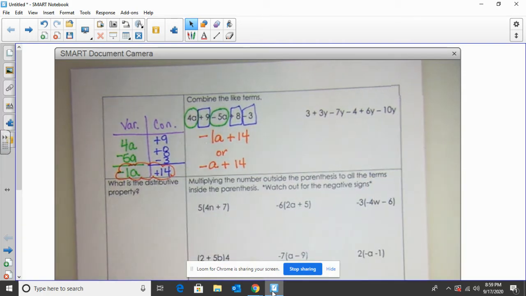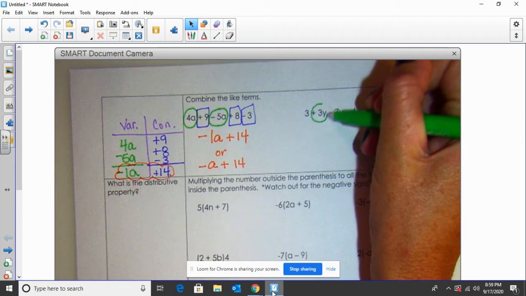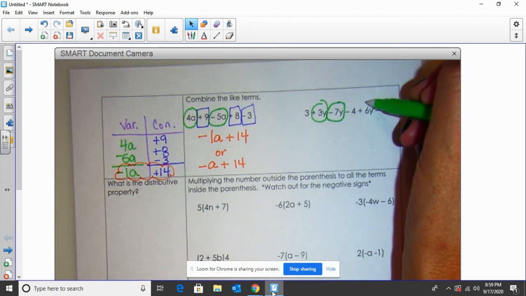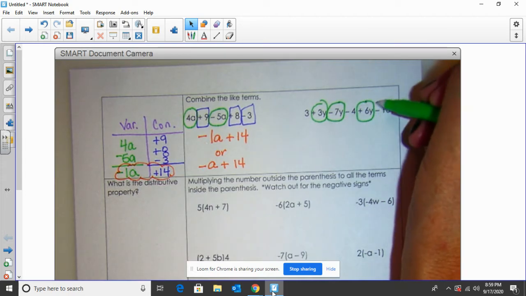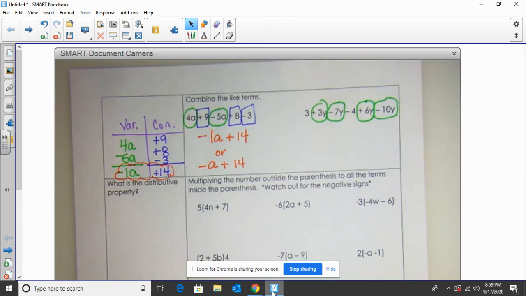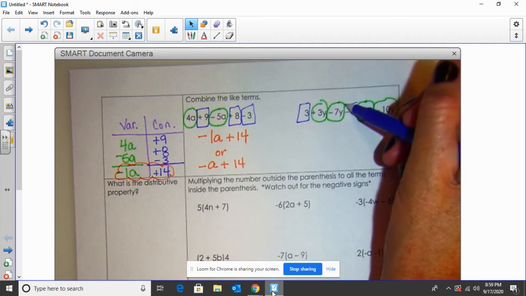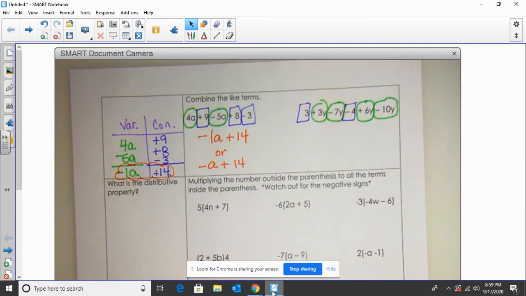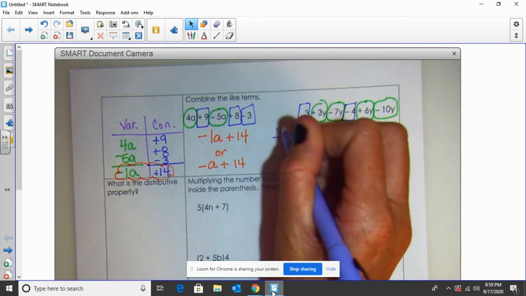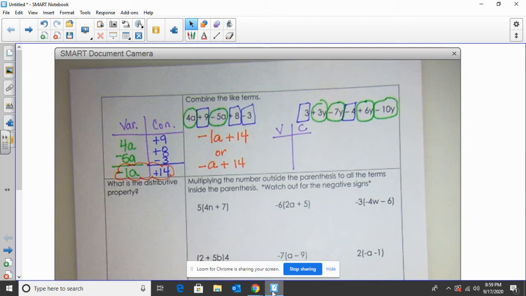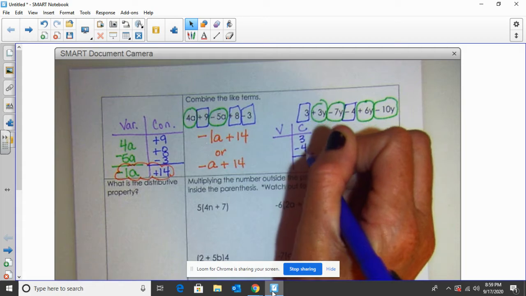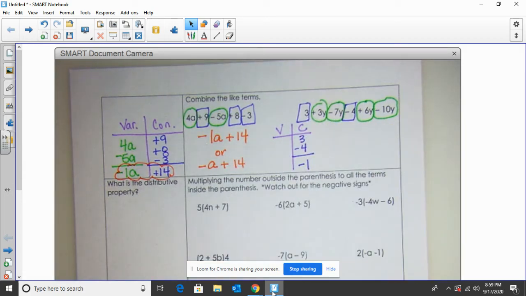I'm going to put my variables together first. So I see a 3y, I see a minus 7y, I see a plus 6y, and a minus 10y. When I'm dealing with my constants, I see a positive 3 and a negative 4. I'm going to go ahead and I'm going to use purple. I'm going to stack them up. My variables on one side and my constants on the other. My constants were positive 3 minus 4. Typing in 3 minus 4, I would get negative 1 for my constant.